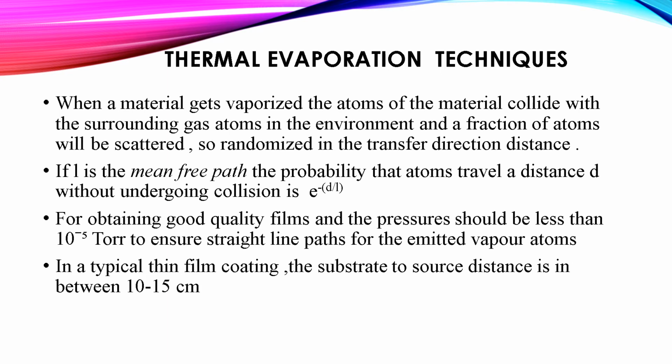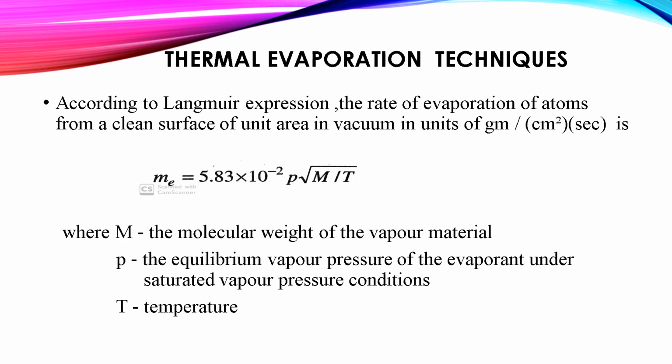For obtaining good quality films, the pressure should be less than 10 raised to minus 5 torr to ensure the straight line paths for the emitted vapor atoms. In a typical thin film coating, the substrate to source distance is in between 10 to 15 centimeters.